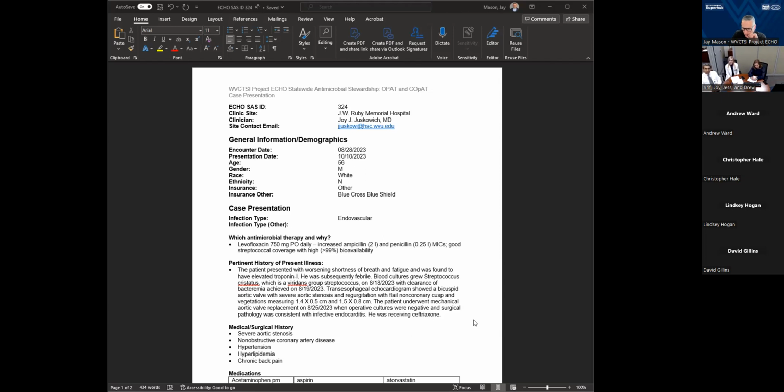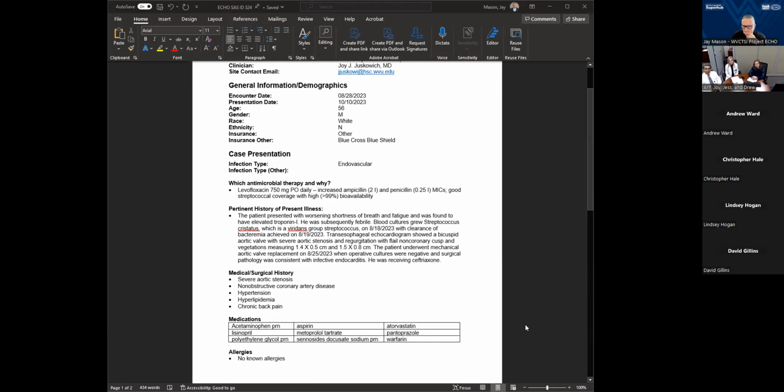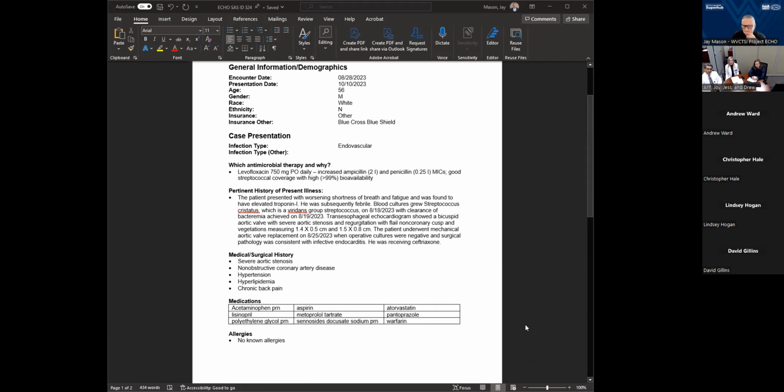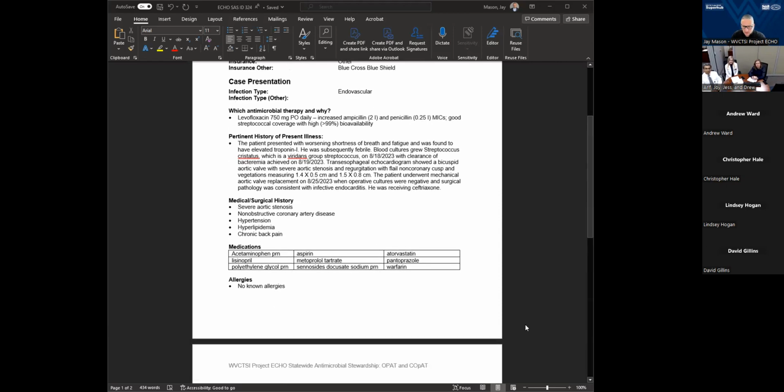The patient ended up undergoing mechanical aortic valve replacement on August 25th, and operative cultures were negative. Surgical pathology was consistent with infective endocarditis, and during evaluation he was receiving ceftriaxone. Moving on to his medical and surgical history, he did have a prior diagnosis of severe aortic stenosis. The bicuspid aortic valve was a new diagnosis. He had some coronary artery disease, hypertension, hyperlipidemia, and some chronic back pain. Medications in this case aren't too contributory. I think he was receiving warfarin after his mechanical aortic valve replacement. He had no known allergies.